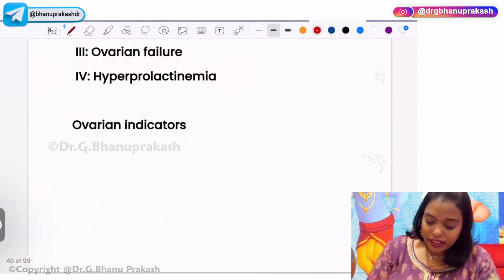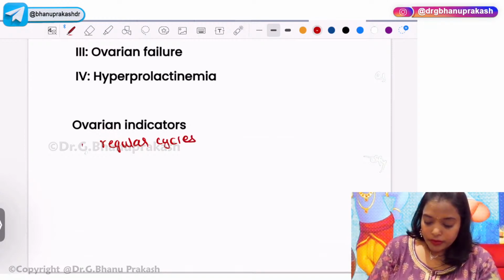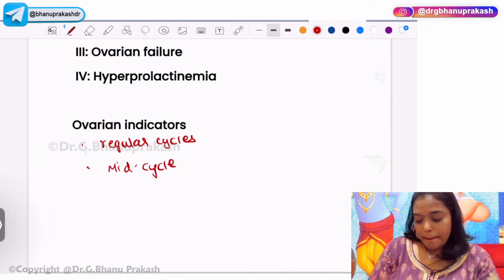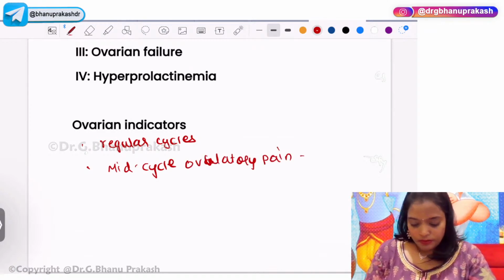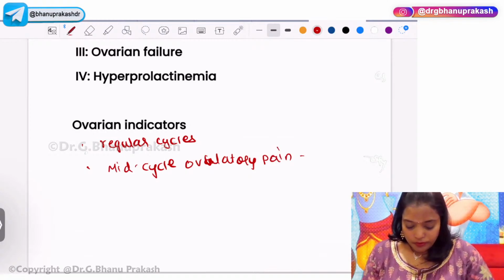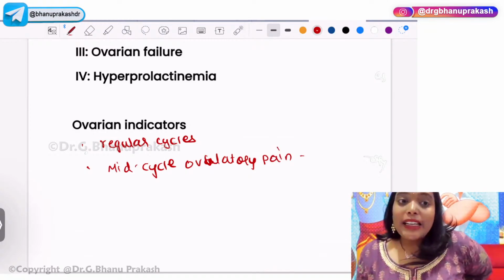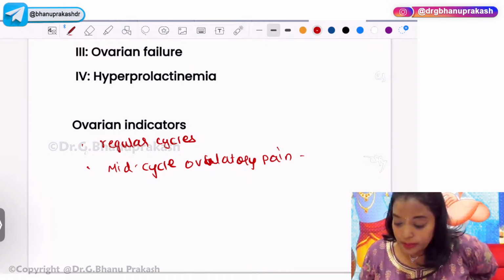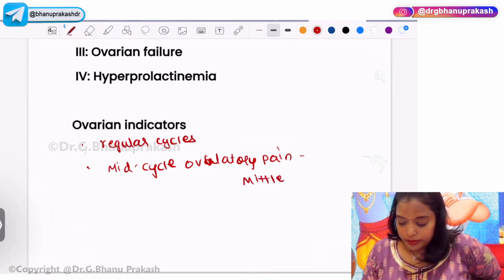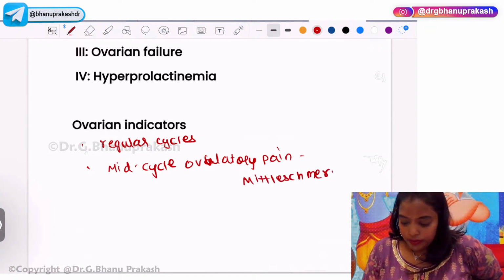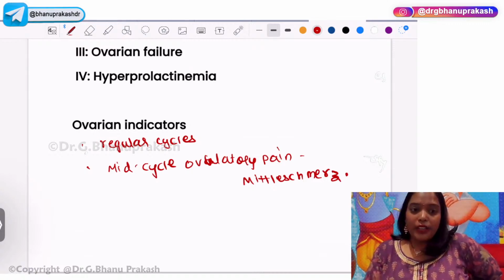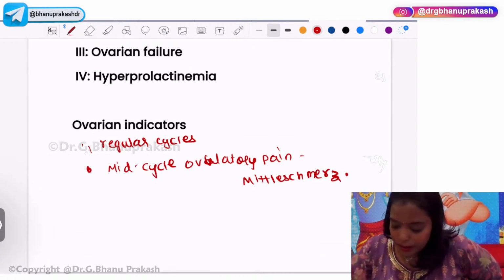So they'll have regular cycles. What is mid-cycle ovulatory pain called as, guys? Mid-cycle ovulatory pain is called as mittelschmerz.